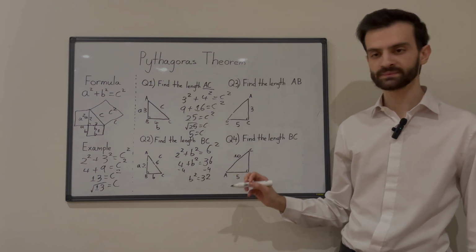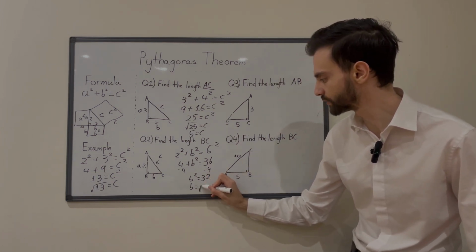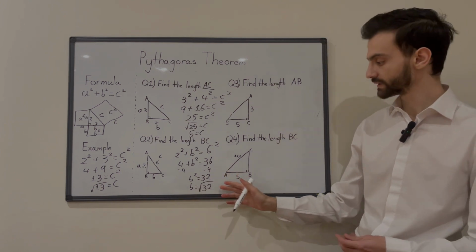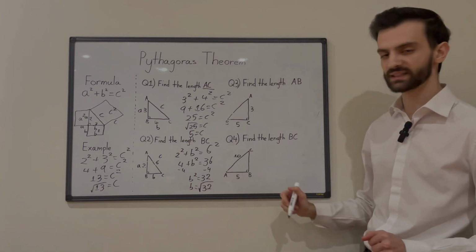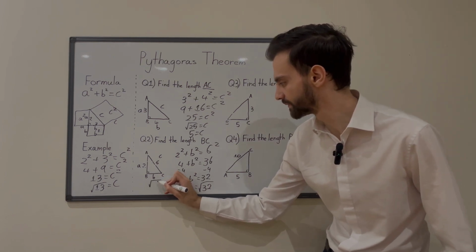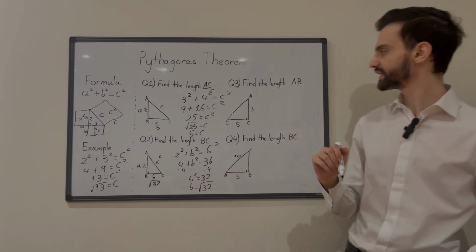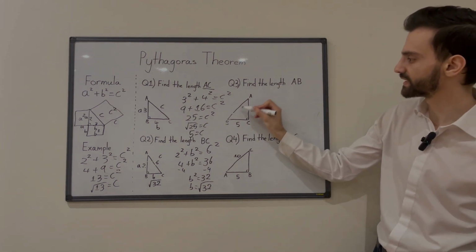Opposite of the square, which is square root. So B is equal to square root of 32. Again, we can see we can't simplify this root 32 any further, so we leave it like that. So our length here is root 32.